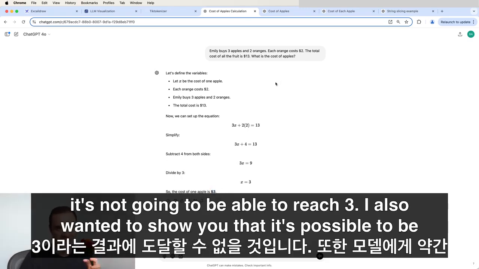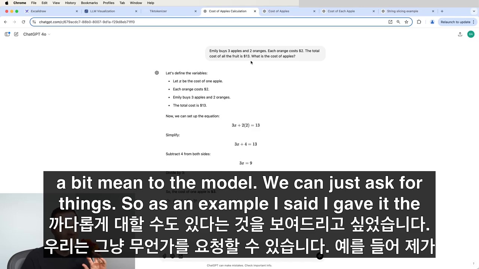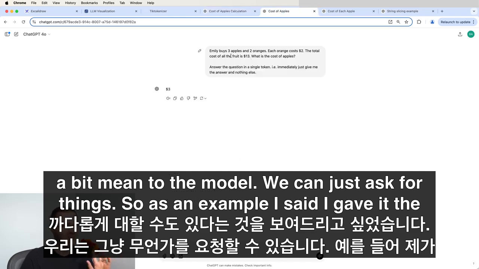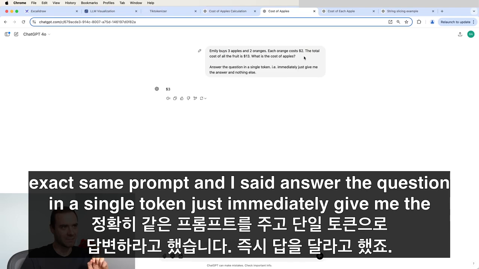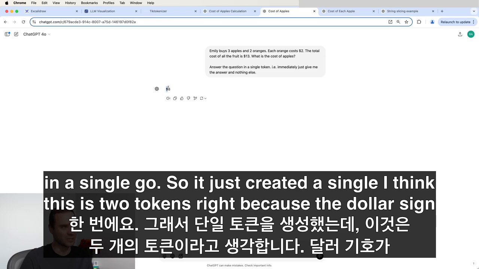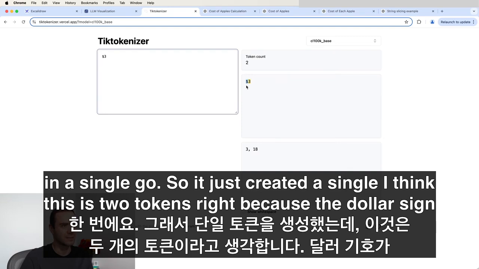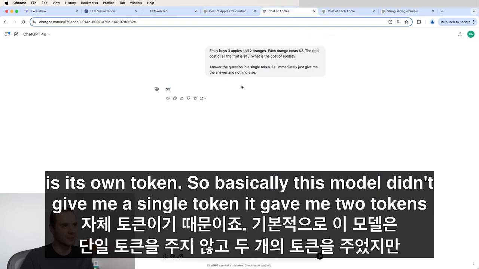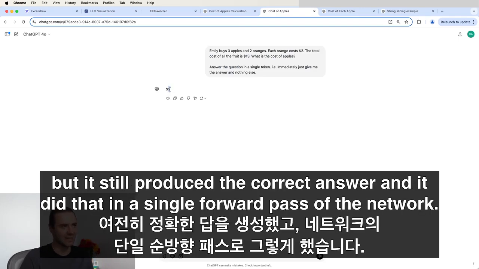I also wanted to show you that it's possible to be a bit mean to the model. We can just ask for things. So as an example, I gave it the exact same prompt, and I said, answer the question in a single token. Just immediately give me the answer, nothing else. And it turns out that for this simple prompt here, it actually was able to do it in a single go. So it just created a single, I think this is 2 tokens, right? Because the $ sign is its own token. So basically this model didn't give me a single token, it gave me 2 tokens, but it still produced the correct answer, and it did that in a single forward pass of the network.